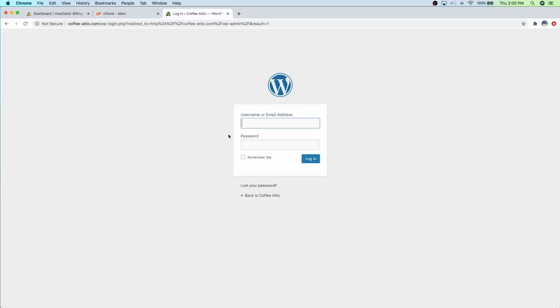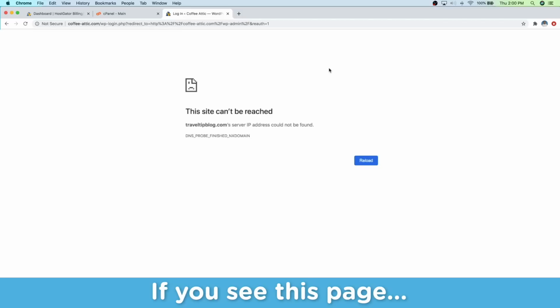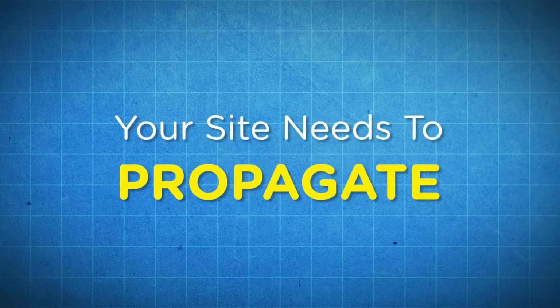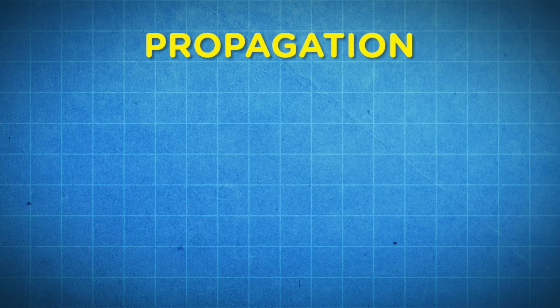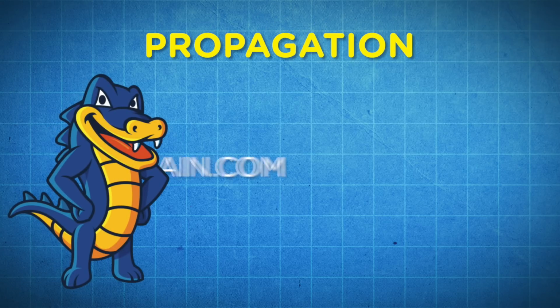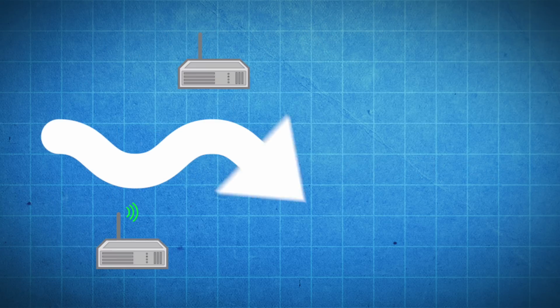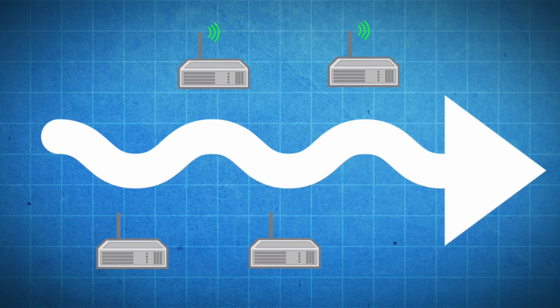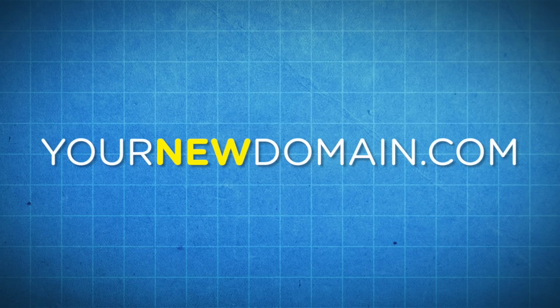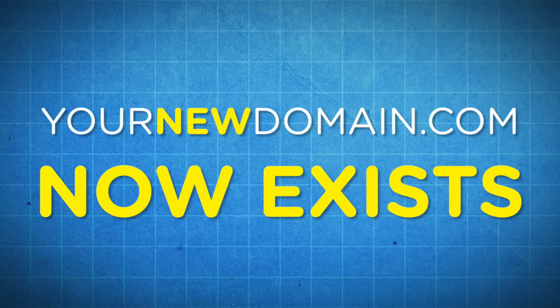And then you'll be taken to a page that looks like this. And if you don't, and it looks like the website isn't working for whatever reason, it's because the website has to propagate. And what that means is that HostGator has to take your new domain name and send it out across the entire world to let every server in the world know that, hey, this new domain name exists and it's now active.